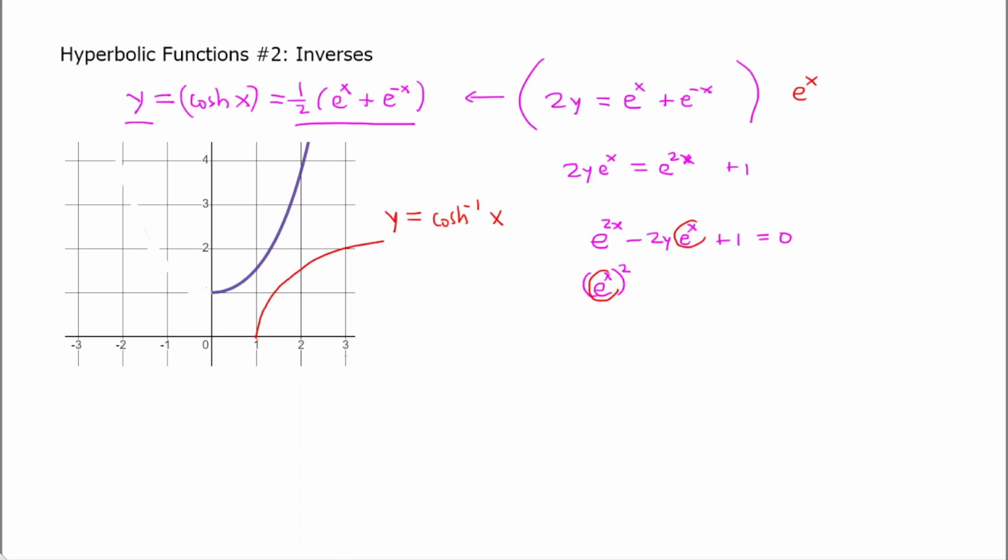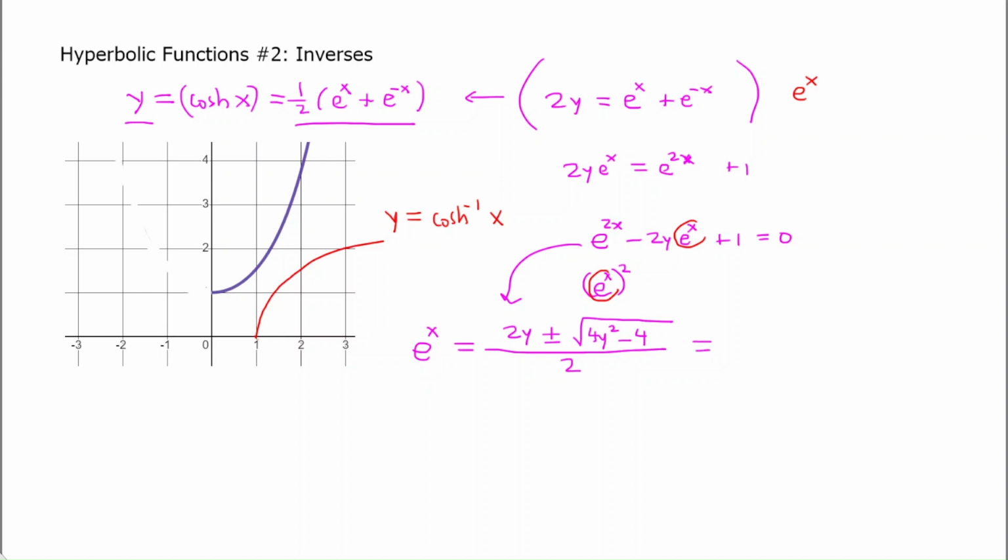If you're watching this video, if you know about hyperbolic functions, or you want to know, you probably know our quadratic formula here. So if we apply our quadratic formula, we're going to get e to the x equals, big fraction, opposite of b, so 2y, plus or minus the square root of b squared minus 4ac, all over 2a.